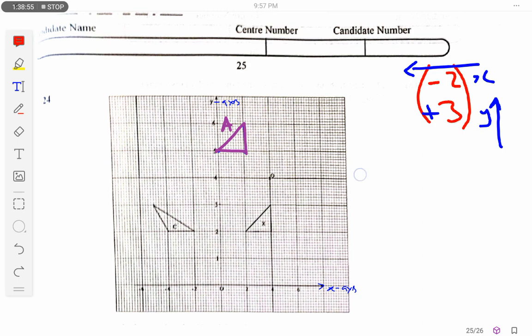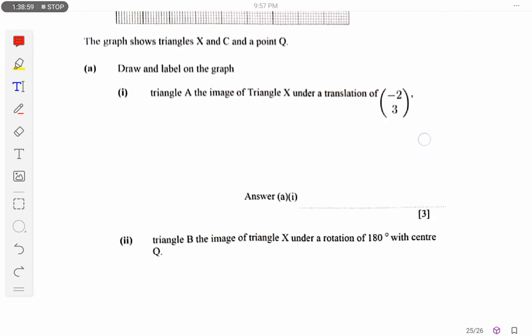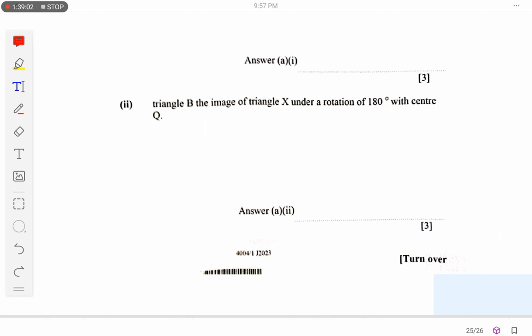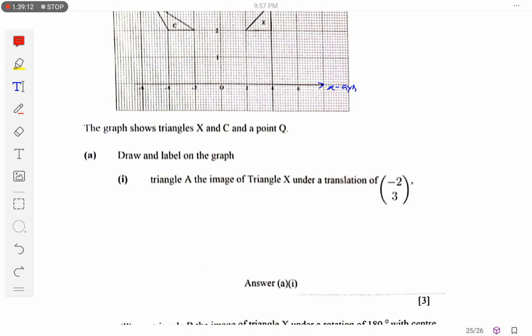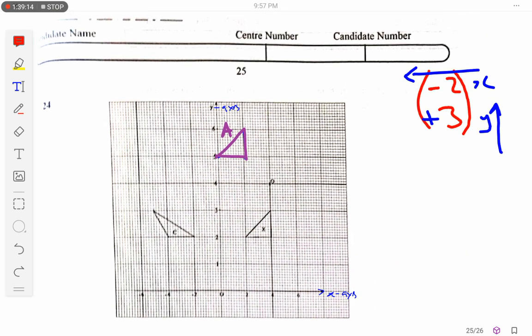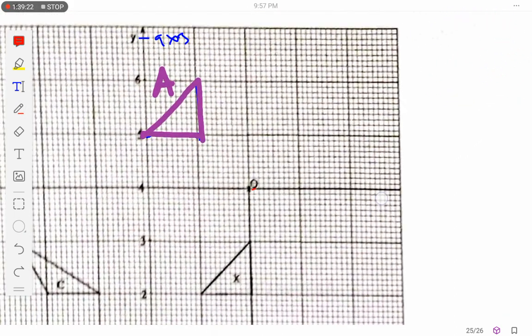Let's see the next question. Okay, we are done with this. This was 3 marks. Triangle B is the image of triangle X under rotation of 180 degrees with the center Q. Okay, let's go to center Q, 180 degrees. This is our center Q here. Let me just zoom it a little bit.